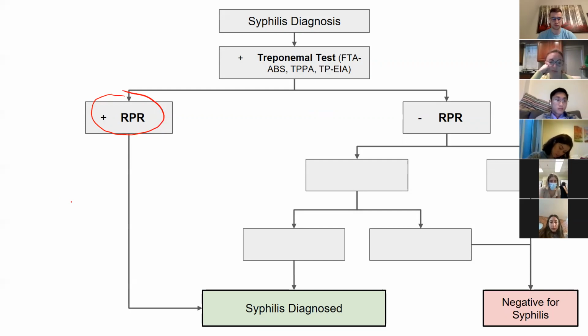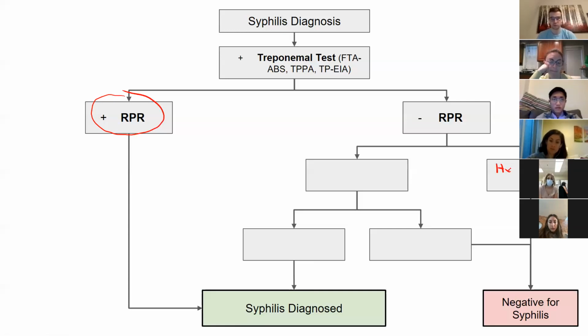The problem is when you have a positive FTA-ABS or one of the treponemal tests, and then you have a negative RPR. So where do you go from there? One of the things that I gave you is that the patient did not have a history of treated syphilis.